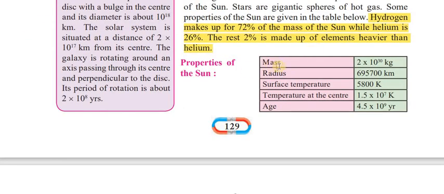The properties of sun: the mass of the sun is 2 into 10 raised to 30 kilogram. The radius of the sun is 6,95,700 km. The surface temperature of the sun is 5,800 Kelvin. And last one, the temperature of the center is 1.5 into 10 raised to 7 Kelvin.